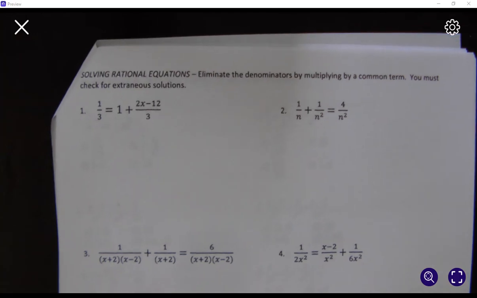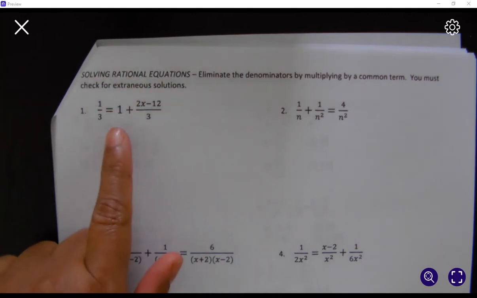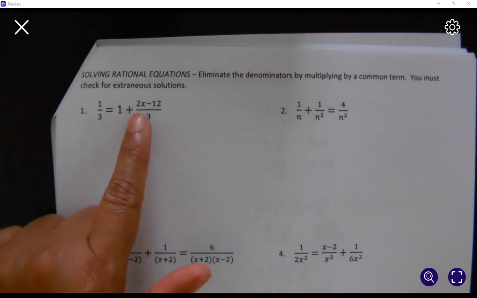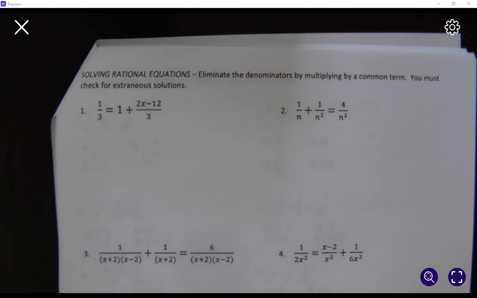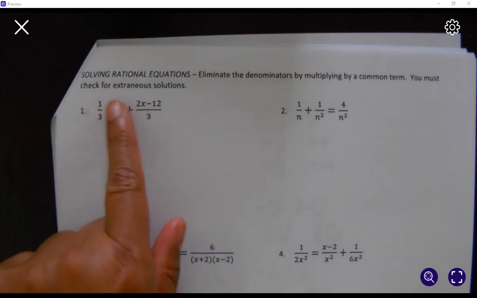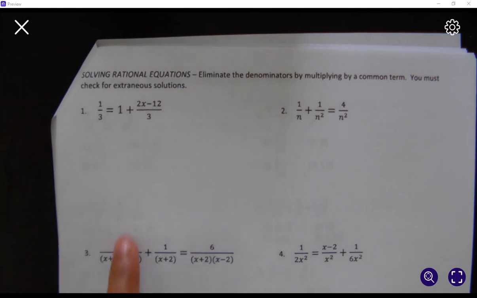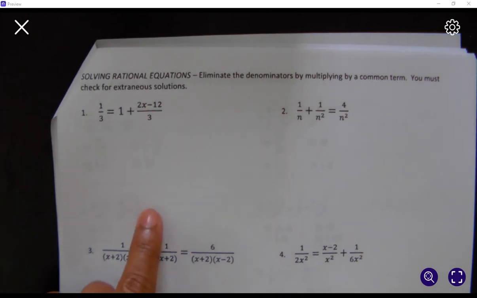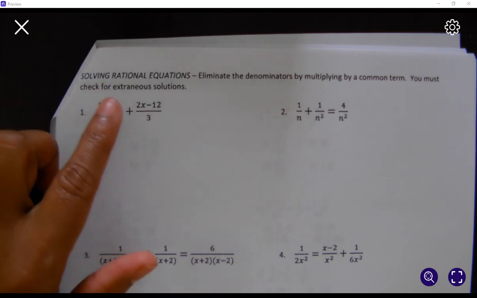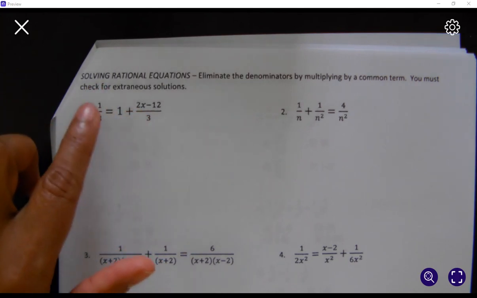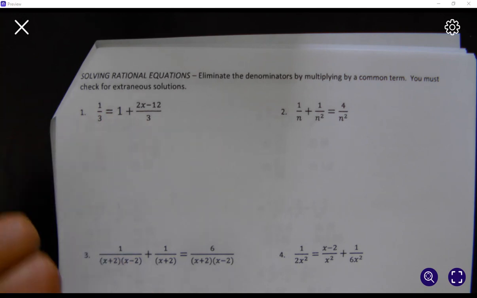Here is page 11, and we're going to start solving rational expressions. So when we're solving, you should see an equal sign, and we're actually looking for x, meaning we want to get x by itself. And when we do this, we want to eliminate the denominators by multiplying by a common term. And then you must also remember to check for extraneous solutions, meaning once we do all of these steps and you get x by itself, you've got to plug that number back in for your x and see if your left side actually equals your right side.